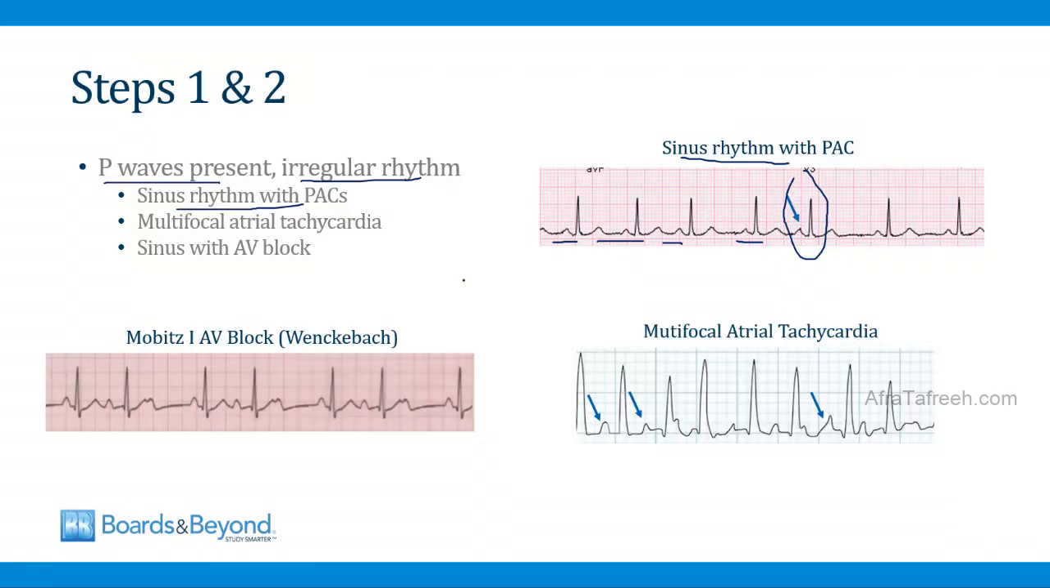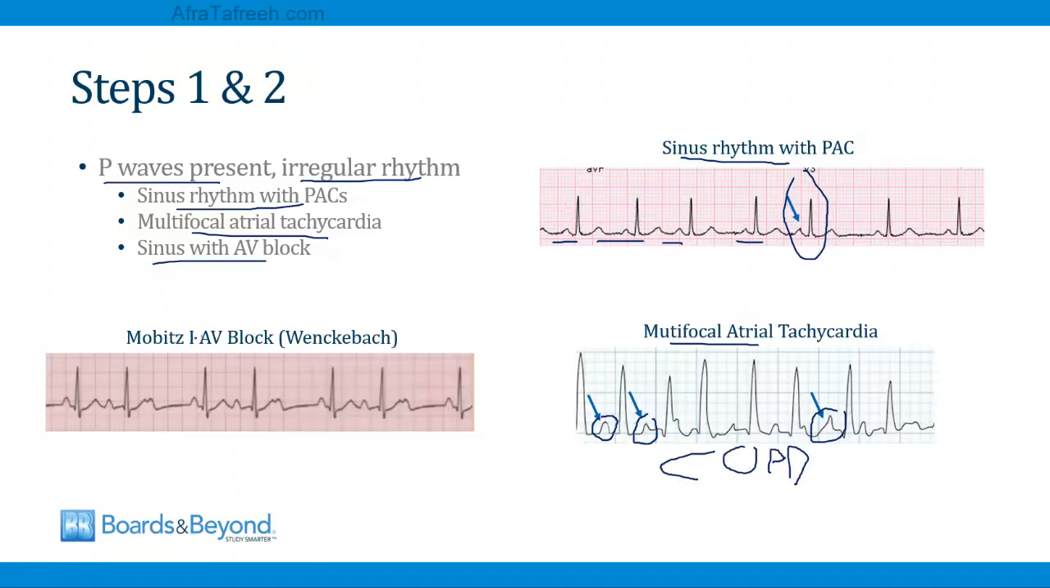Other things it could be if P waves are present and there's an irregular rhythm are multifocal atrial tachycardia and sinus rhythm with AV block. If you look at the bottom right side of the screen, this is an example of multifocal atrial tachycardia. This rhythm is rapid, that's why it's called tachycardia, and it has P waves with different morphologies. Note that this one has a morphology that's not the same as this one, and the shape of this one is even different. The definition of multifocal atrial tachycardia is a tachycardic rhythm with more than 3 P wave morphologies. And what you always want to remember about this rhythm for your board exams is that it's very common among patients who have COPD. They often have dilated right atria and right ventricles, and that can lead to this rhythm.